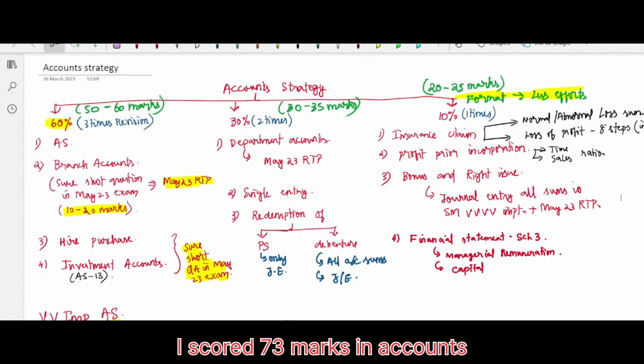Then comes redemption of preference shares and debentures. In redemption of preference shares, only the journal entry related sum, please go through that.